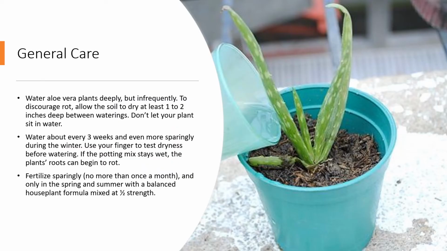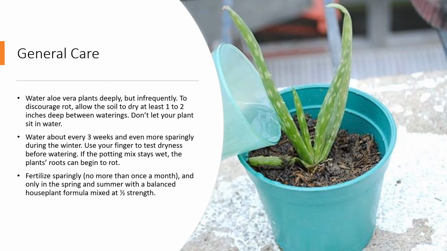You want to water your aloe plants deeply but infrequently. Again, these are succulents, so they absorb a lot of water once they're watered, but they don't need it very often. So to discourage rot, allow the soil to dry at least 1 to 2 inches between waterings. Don't let your plant sit in water ever.